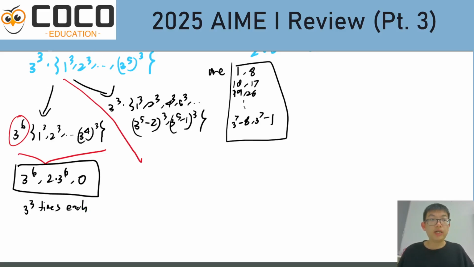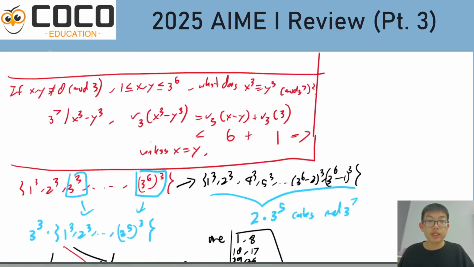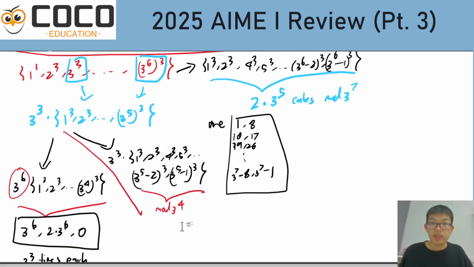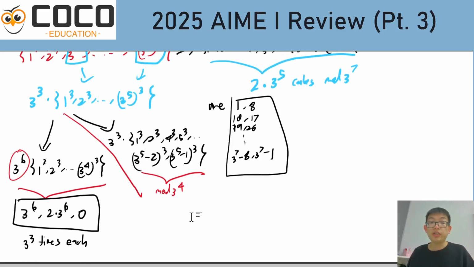For this one, I have got 3 cubed here, so I only care about this part mod 3 to the power of 4. Now, by the same logic, here I said by the time I reach 3 to the 6, I've actually covered all the things mod 3 to the 7. Here, by the time I reach 3 cubed, I would already have covered all of the things that are not divisible by 3, mod 3 to the 4.